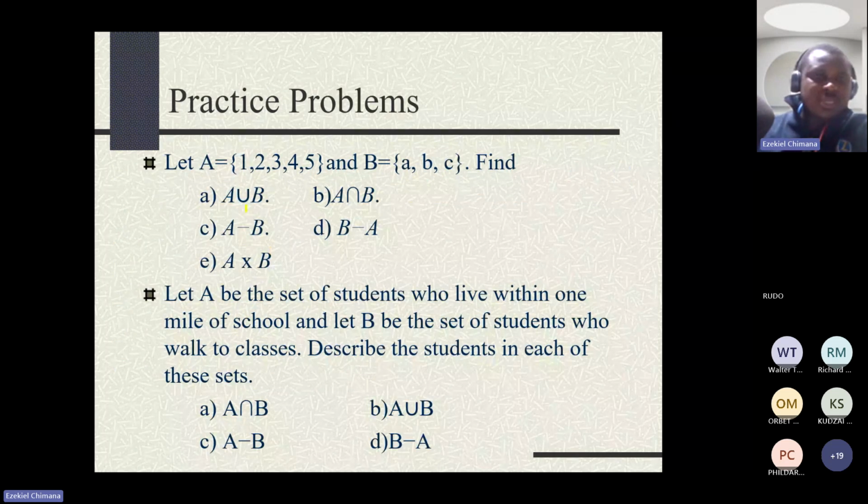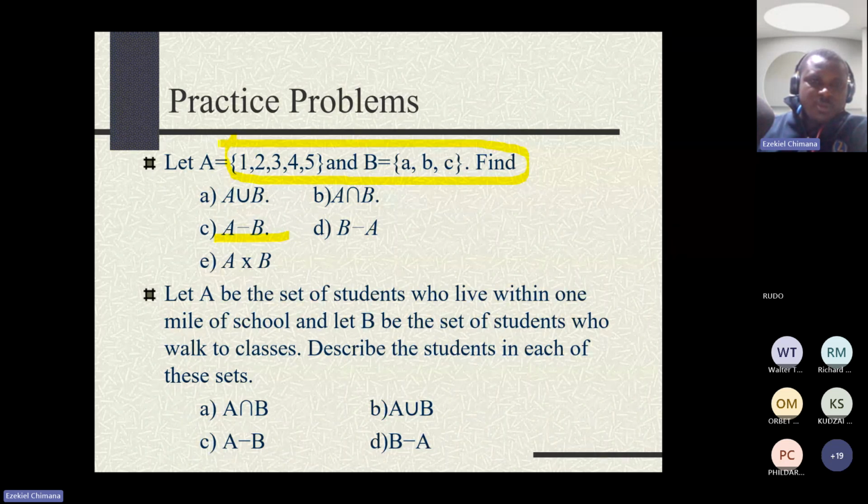So this is a practice where you have A is 1, 2, 3, 4, 5, and B is A, B, C, and then you are being asked to find A minus B, A union B, A cross B, and then A intersecting B. What's A minus B from this? From what? From this? What's A minus B?